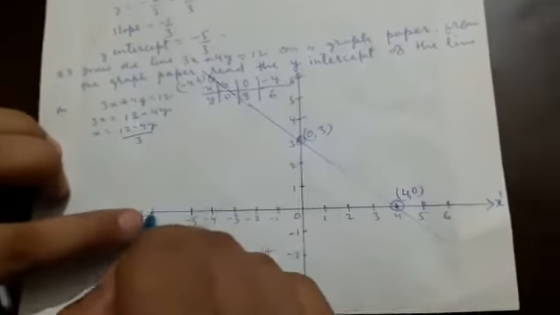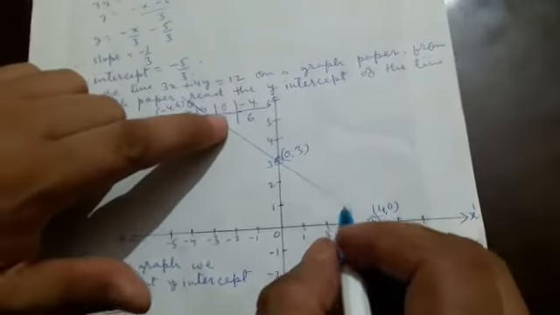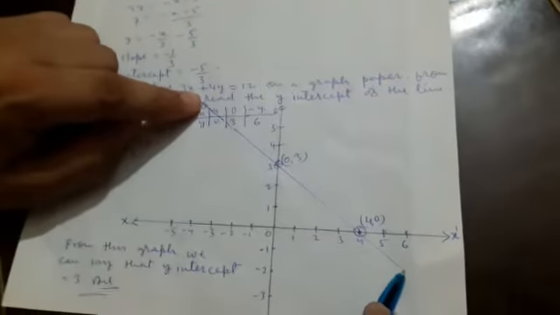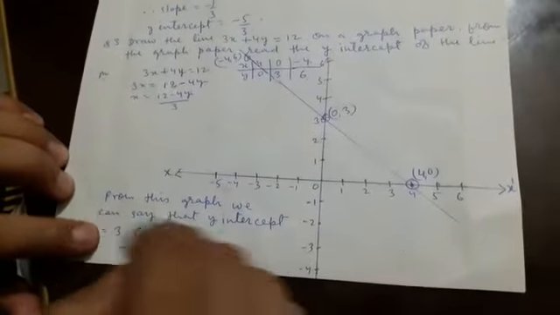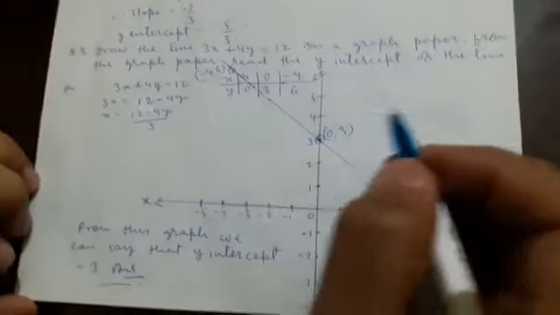Now let us plot these coordinates on the graph. Make the x-axis and y-axis, marking 1 2 3 4 5 6 on each side. Now when x is 0, then y is 3. Put a dot here. When x is 4, y is 0, and when x is minus 4, y is 6, on this side. Now after joining these points with the help of a scale, we get this line. From this graph we can say that the y-intercept is where this line intersects the y-axis, at the point 3. So 3 will be our answer.